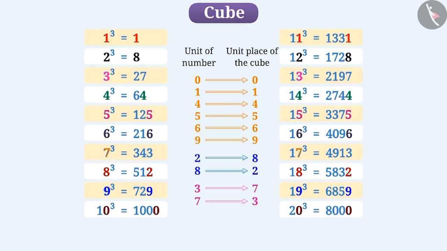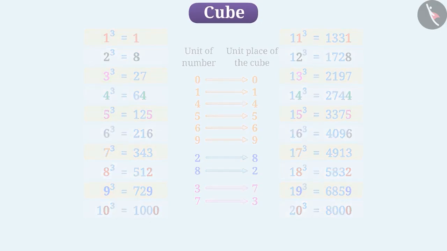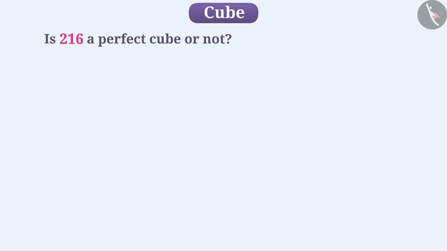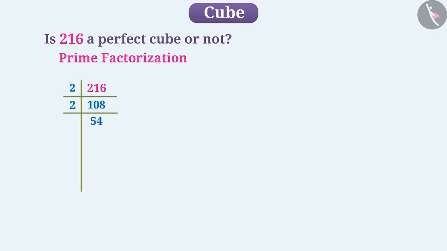Now let us learn how to find out if a number is a perfect cube or not. It is very easy. Suppose we have to find out whether 216 is a perfect cube or not. For this, we have to do prime factorization of 216. In this method, we divide the number by prime numbers until we get a prime number or 1. Like here, we will divide 216 by 2, 2, 2, 3, 3 and 3 respectively.